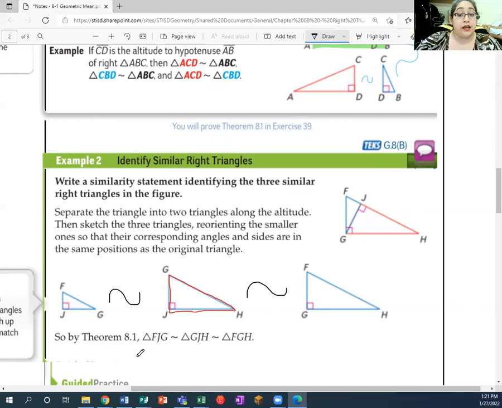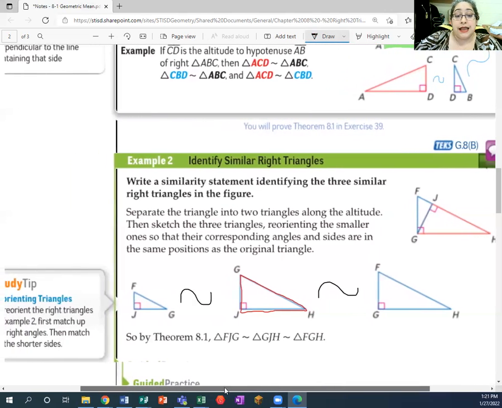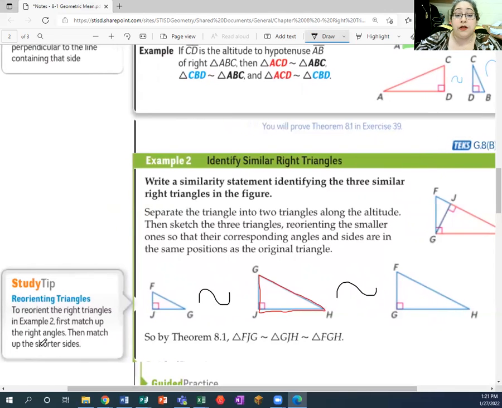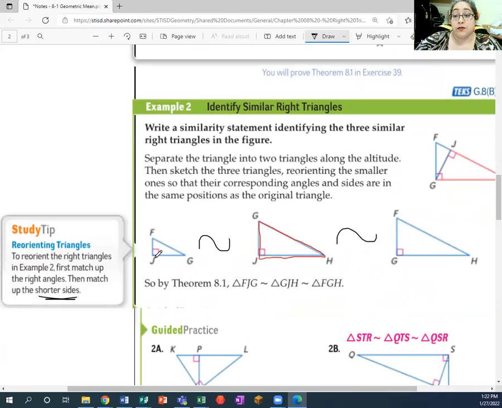Because they're similar, I can write my similarity statement. The trick to this is to match up the short sides after you match up the right angle. So I've matched up the right angle. These two have the same right angle J. This one's right angle is G. The short side here is FJ. The short side here is GJ. And the short side here is FG.